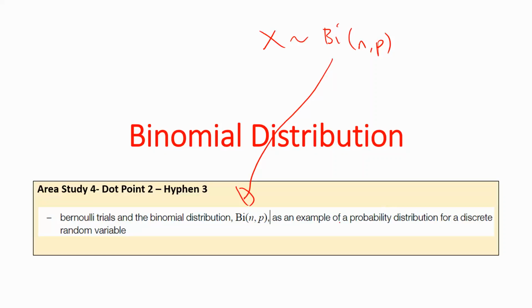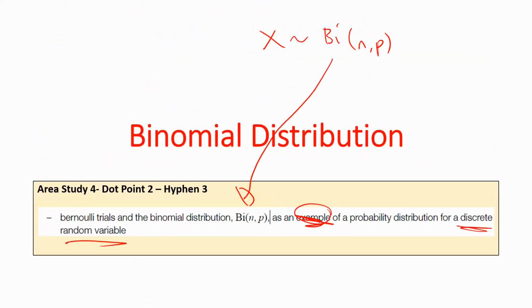And again, it is an example. I want you to pay attention. It is an example of the discrete random variable. So we understand what a discrete random variable is. You are now doing an example of that. So it's a branch of that, but it follows the same theories. Expected value, variance, and standard deviation still follow the same concepts.